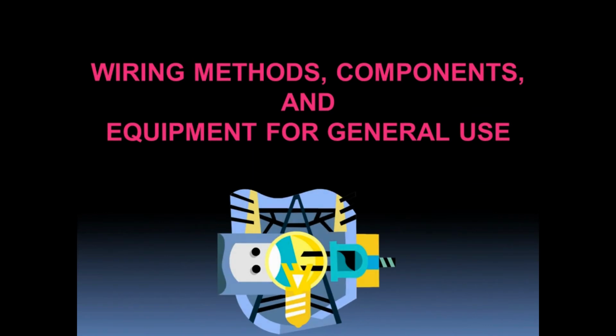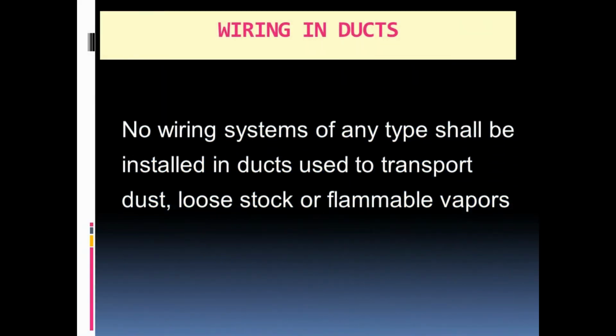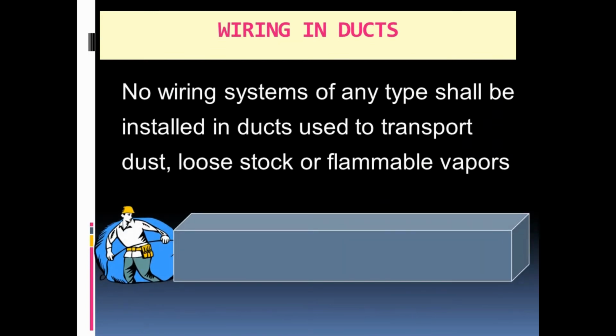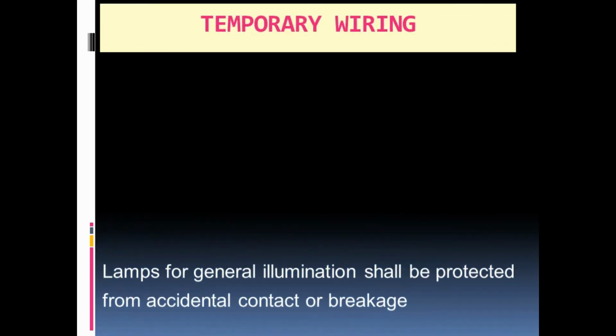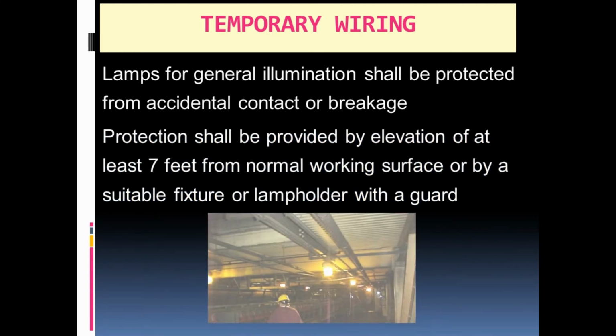Wiring methods, components, and equipment for general use. The path to ground from circuits, equipment, and enclosures shall be permanent and continuous. Circuit breakers. Circuit breakers shall clearly indicate whether they are in the open or closed position.